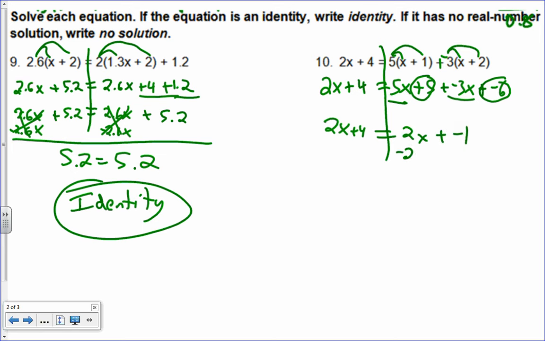All right, get rid of the variable terms from one side. You have to do that to the other side. So that cancels out as well. You're left with 4 equals negative 1, which we know is not true, and that indicates that there is no solution.